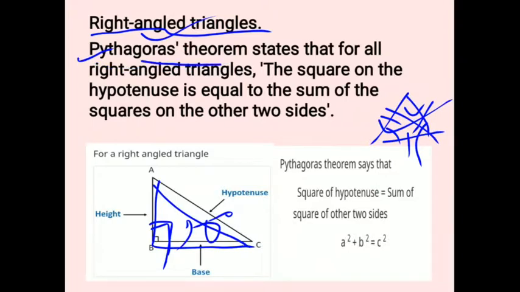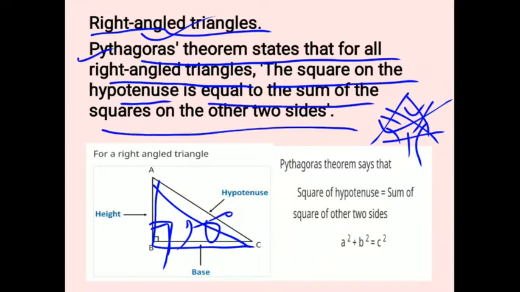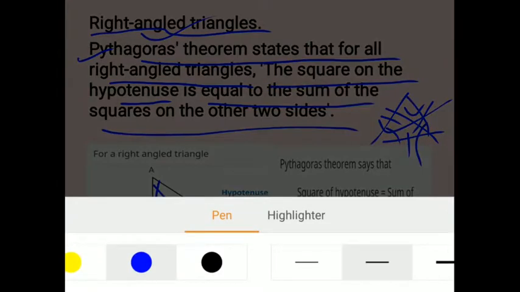Pythagoras theorem states that for all right angle triangles, the square of the hypotenuse is equal to the sum of the squares of the other two sides. So what is this hypotenuse here? What are the other two sides? We are not getting anything. All right, so if you are not getting it, let me change this.